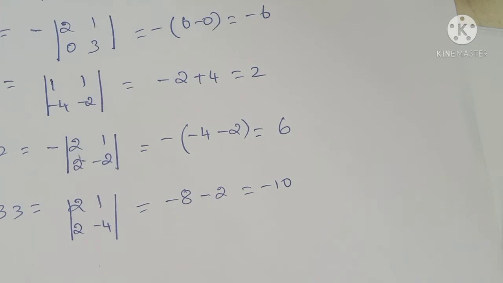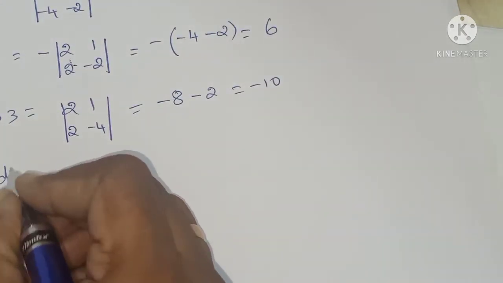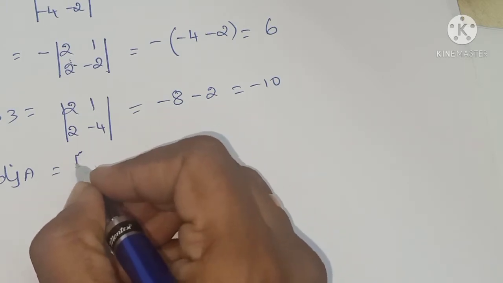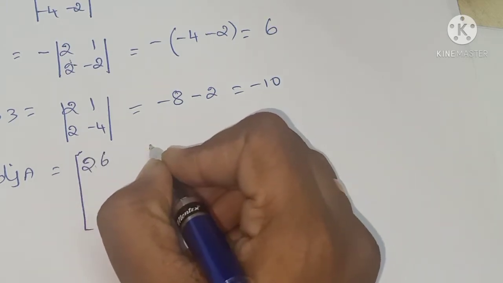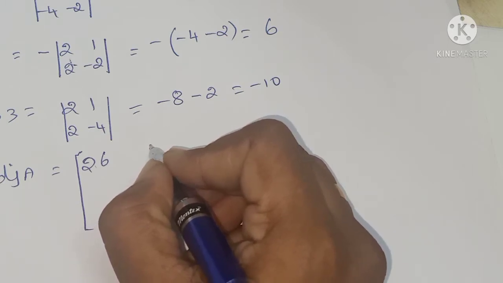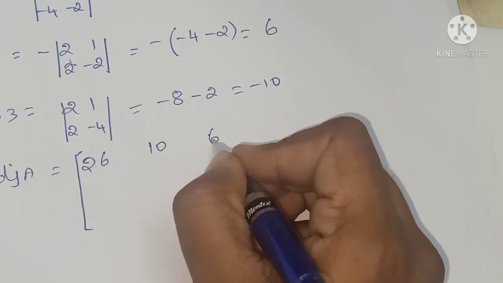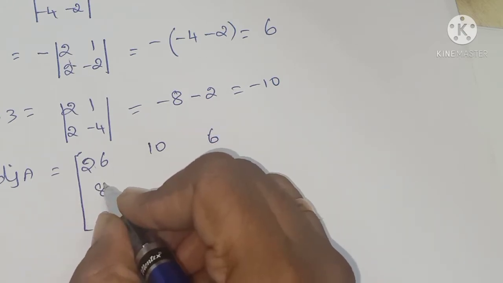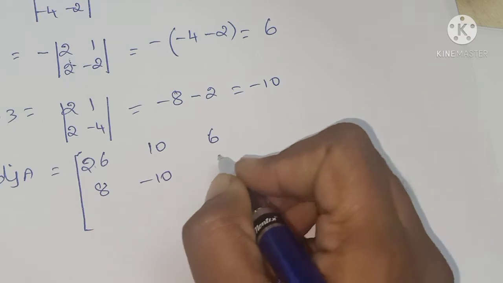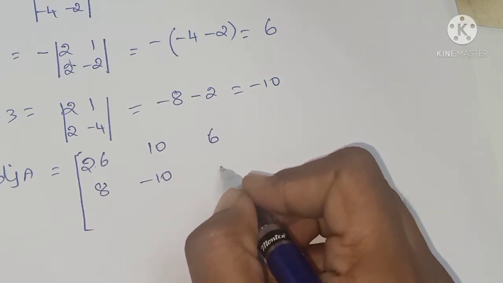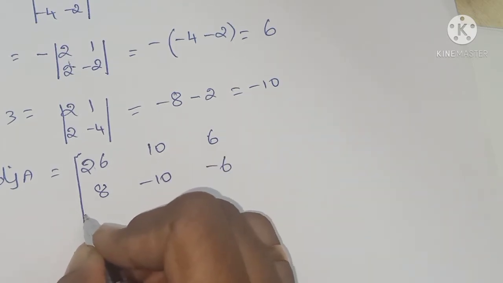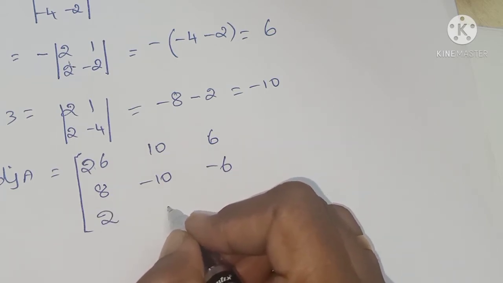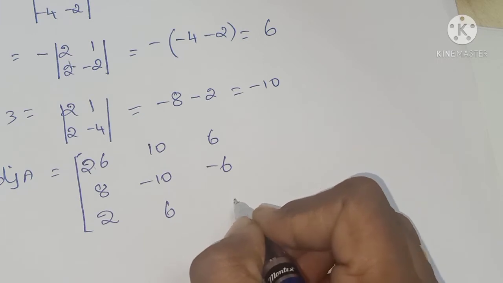Okay. So now let us apply all the values. Adjoint of A is equal to the matrix. A11 value is 26. A12 value is 10. A13 6. A21 8. Next A22 minus 10. A23 minus 6. A31 2. A32 6. A33 minus 10.